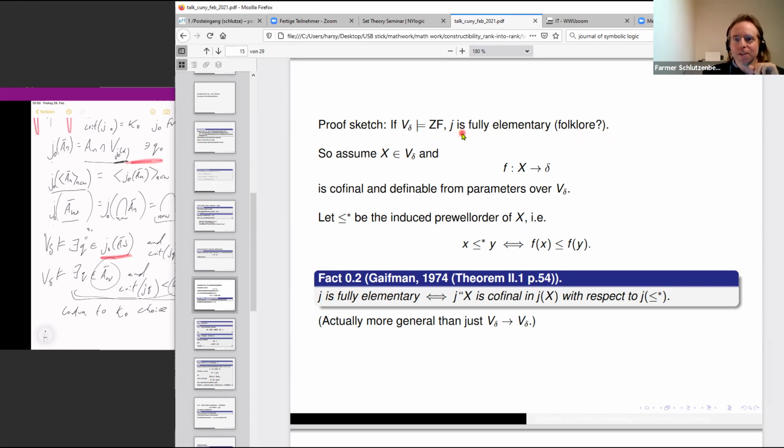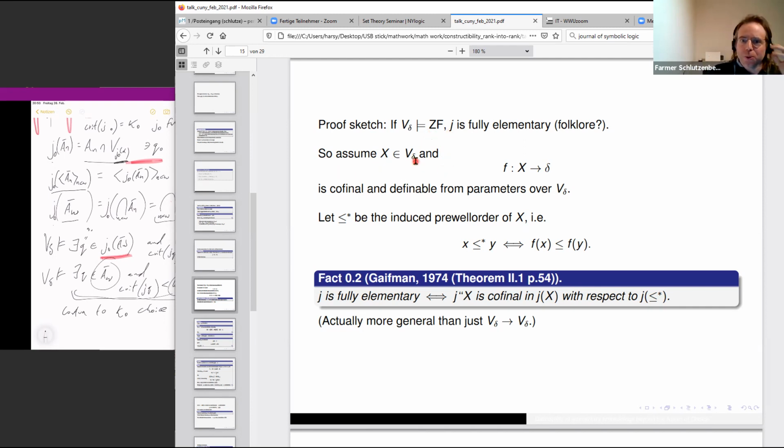So you've got a sigma 1 elementary map from V delta into itself, and it doesn't have to be V delta into itself, but that's our case here. Because V delta models ZF, for each n, there's a club of alphas where the alpha is sigma n elementary in V delta, and by analyzing that club and what J is doing, you can go by induction and prove that it's sigma n elementary for each n.